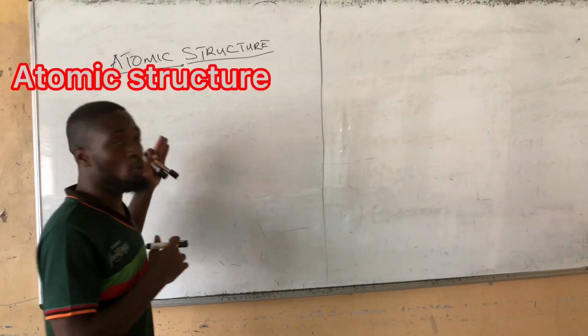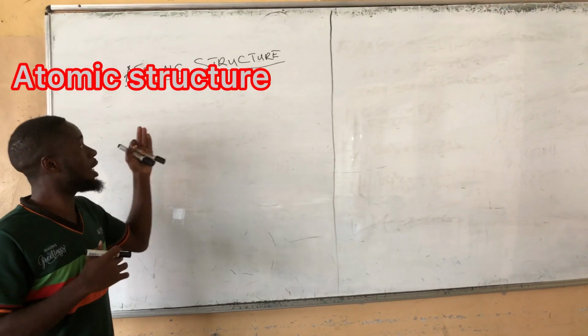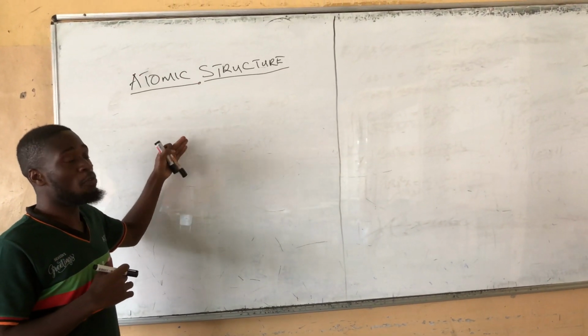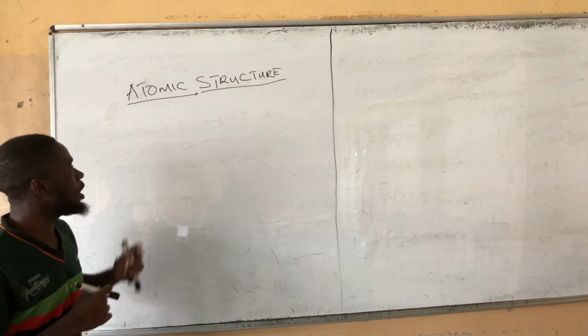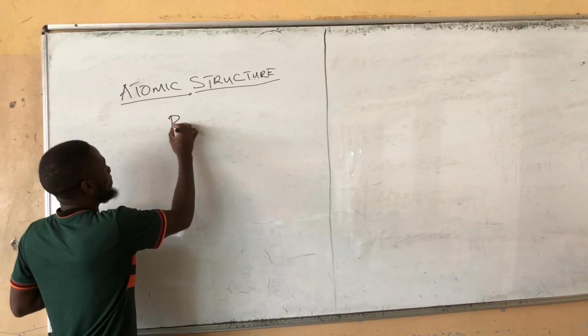So today we are going to do atomic structure. On atomic structure, we are going to start with Bohr's model. Then we go to electronic configuration. From there, we do orbital diagrams. So let's start with this Bohr's model.